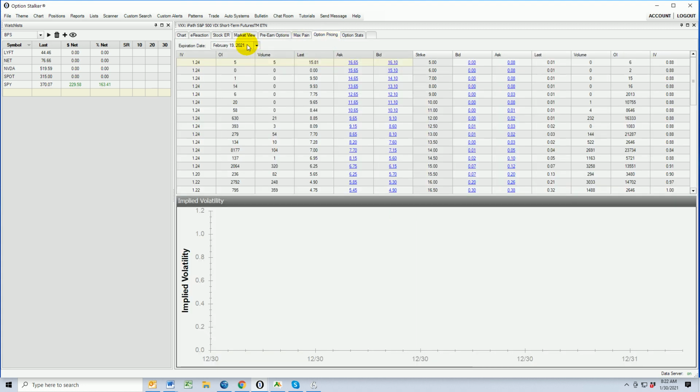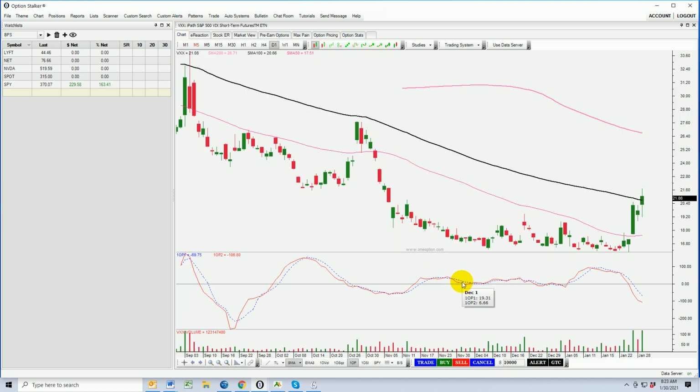I'm going to go into option pricing, go into that March 19th expiration, and you can see the $18 calls here. They closed $5, bid offered at $5.20. We bought these for $3.85 on Thursday. Now, here's the beauty of using VXX. Option implied volatilities spike when the market drops very, very sharply, but they don't continue to go up in value unless you have follow through.